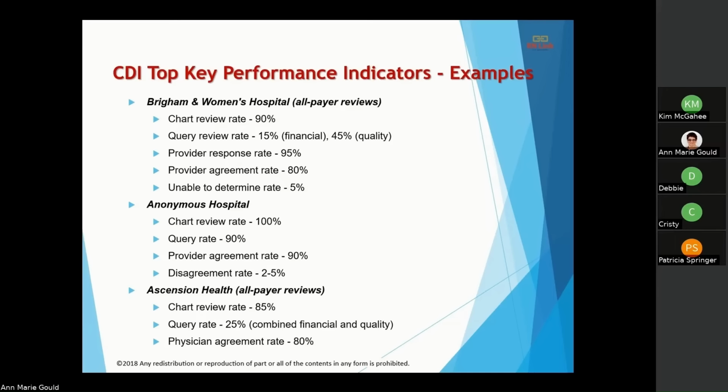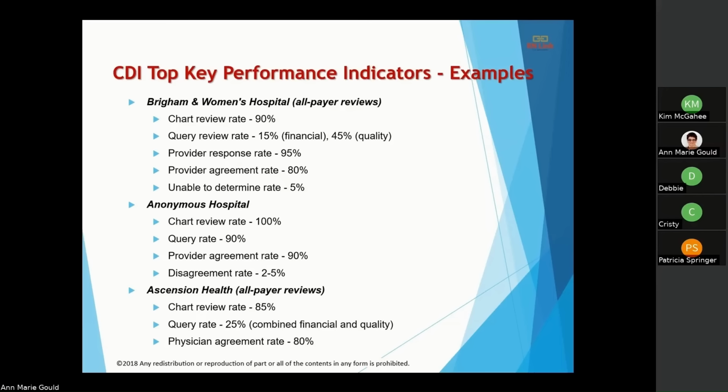This was another anonymous hospital that has quite a few facilities. I don't know how many, maybe 15 or 20 or something. And their chart review rate, they wanted 100%. Query rate was 90, provider agreement rate 90, and their disagreement was 2 to 5%. So they gave a little leeway for disagreement rate on their goal.